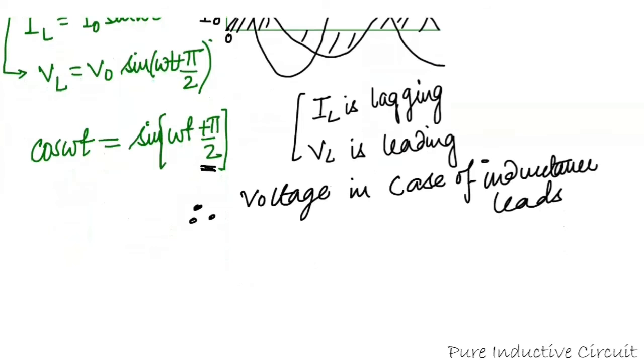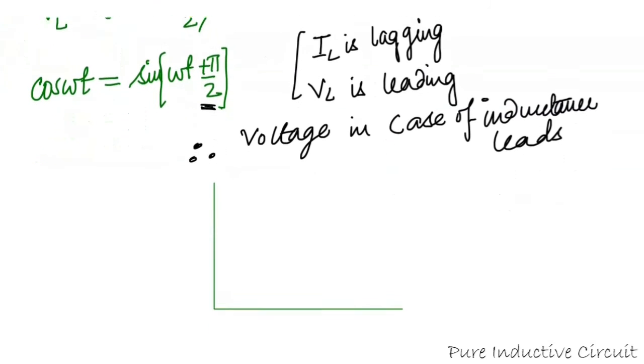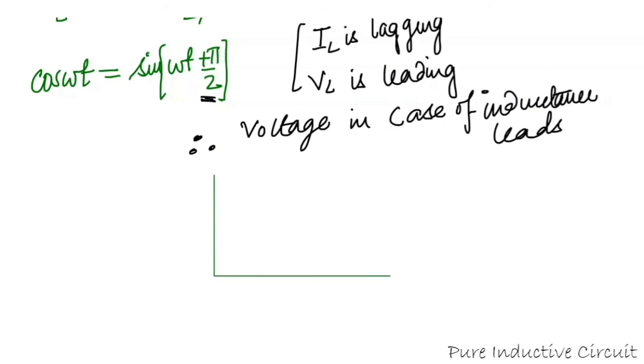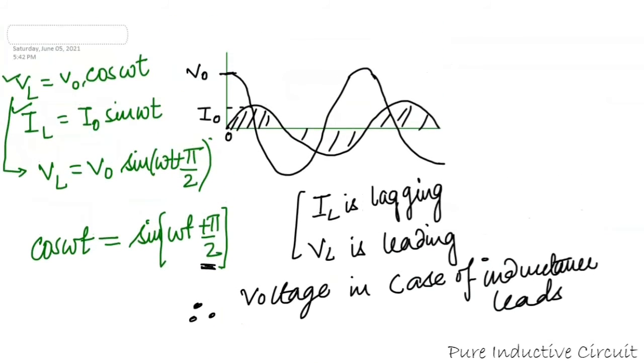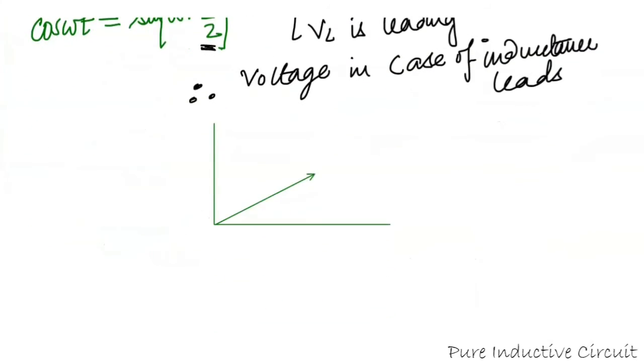Now let's come to the phasor diagram. Similarly, for the phasor diagram we will take a graph, and we know how to draw it. Let's draw IL. IL is a vector with magnitude I naught and angle omega t with the x axis. So this angle is omega t and this vector is the IL vector.